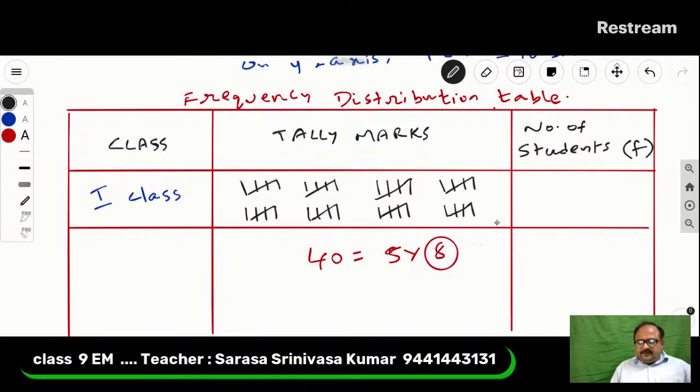So 5 multiplied by 8. In total we have written 40. The frequency, that is the number of students in the first class, is 40.